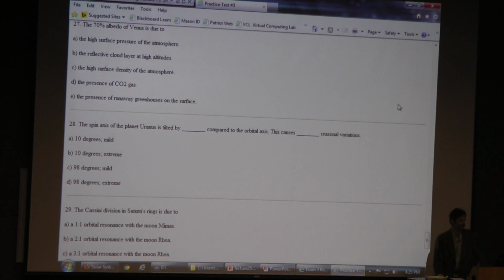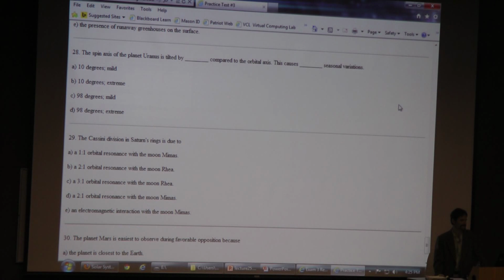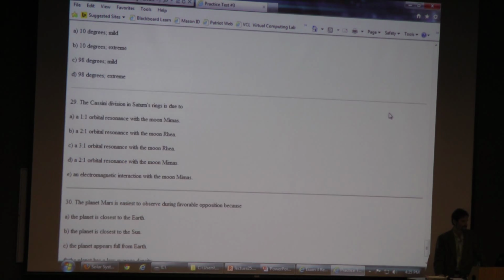The 70% albedo of Venus is due to, in case you can't hear, I'm throwing my fingers, it's due to B, the reflective cloud layer at high altitude, right? The spin axis of the planet Uranus is tilted 98 degrees. This is going to cause extreme seasonal variations, so that's B.